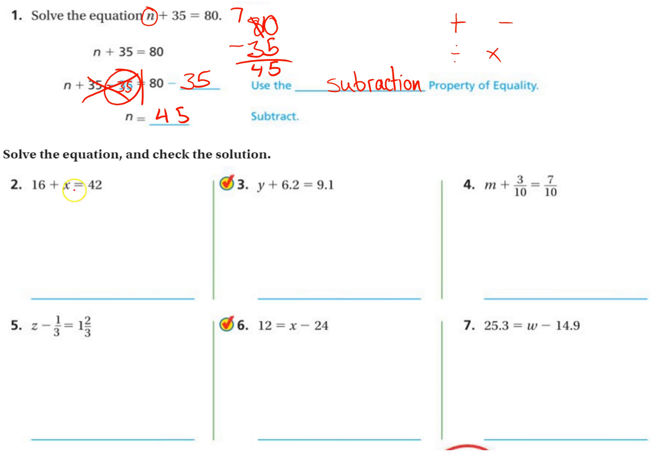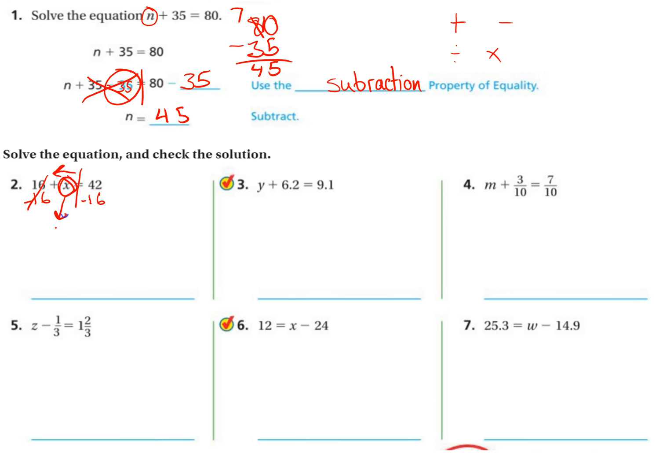Okay, so again, we always want to get the variable by itself. So 16, is this a positive 16 or a negative 16? Well, if it doesn't have a negative sign in front, that means it's positive. So the opposite of a positive 16 would be a negative 16. That cancels that 16 out. But if I take away 16 from the left side of the equal sign, I have to take away 16 from the right side as well.